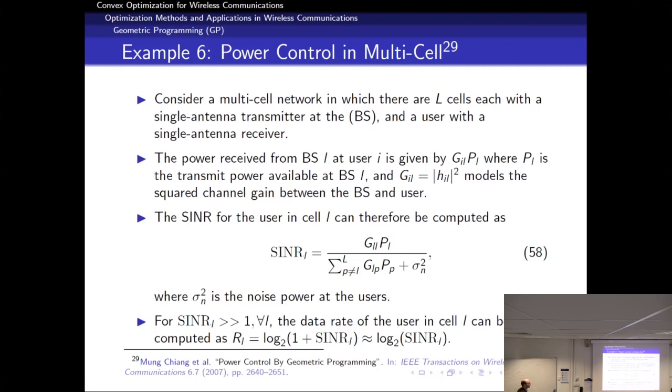So it's a multi-cell where I have L cells, and I have transmitters, I have receivers, I have L of them. And they all interfere with each other. So transmitter 1 wants to communicate with receiver 1, but transmitter 2 creates interference to receiver 2, transmitter L creates interference to receiver L, transmitter 1 creates interference to receiver 2, and so on. So they all interfere with each other, right? So in information theory, this is called the interference channel.